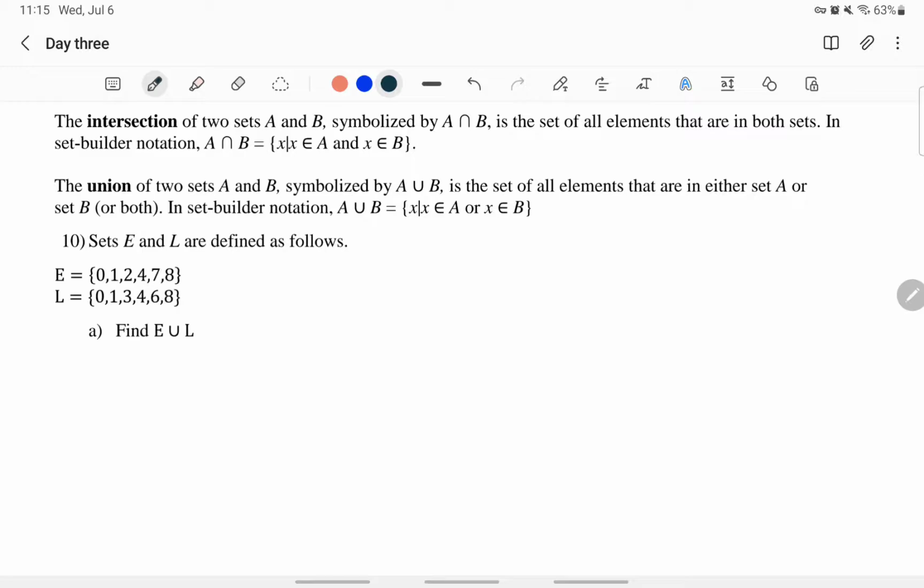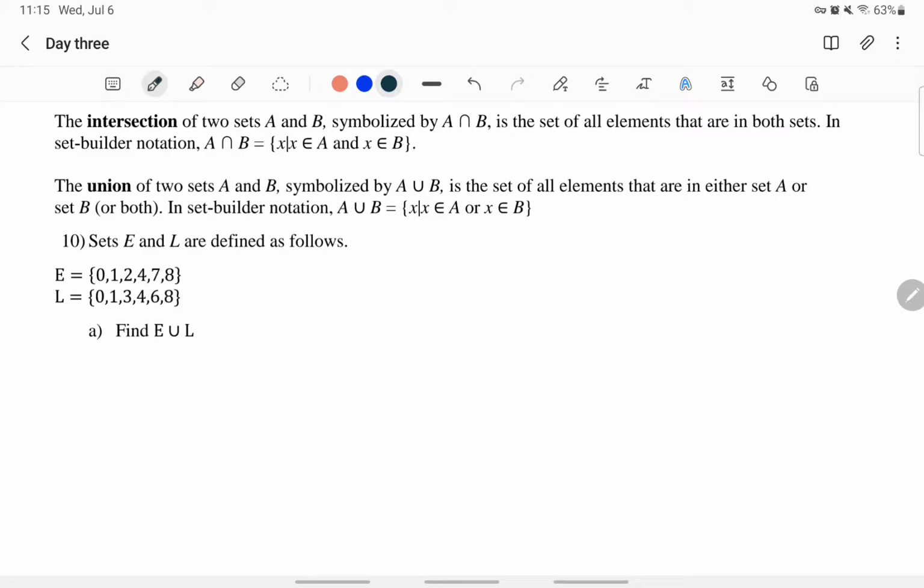In set builder notation, it represents an element such that the element is a part of set A and that same element is inside of set B. When you look at the intersection of sets, you're going to ask yourself, what elements do the sets have in common with each other?